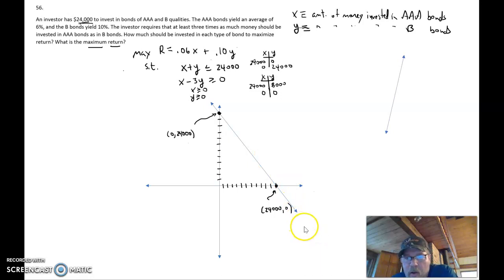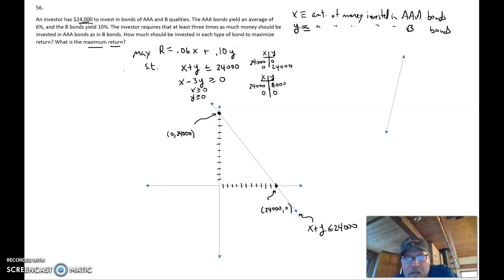And the equation of this line is x plus y less than or equal to 24,000. So x plus y less than or equal to 24,000. And I can pick 0, 0. It doesn't go through the origin, and 0 is less than or equal to 24,000. So I'd be shading underneath that line, close to the origin.